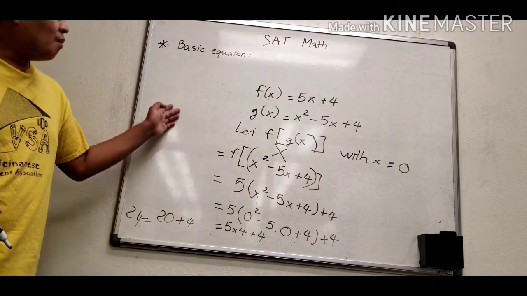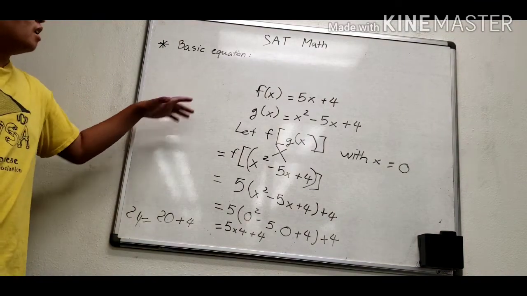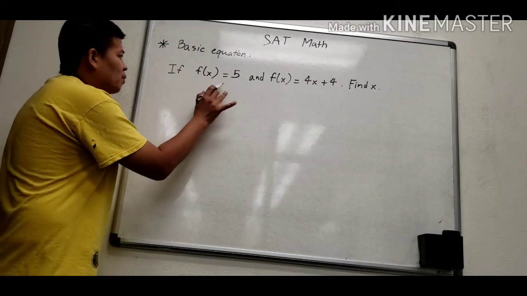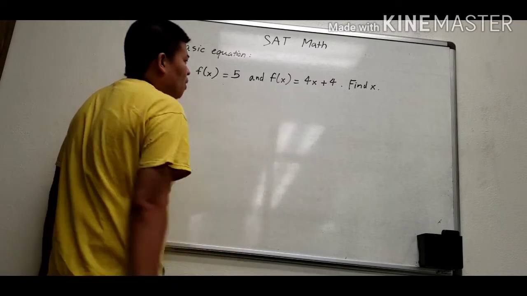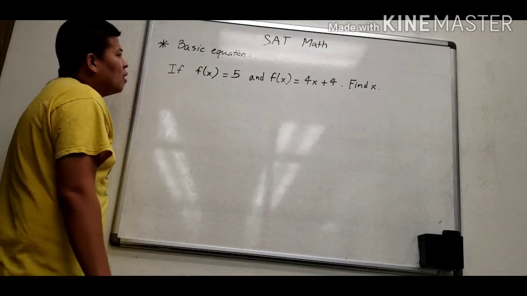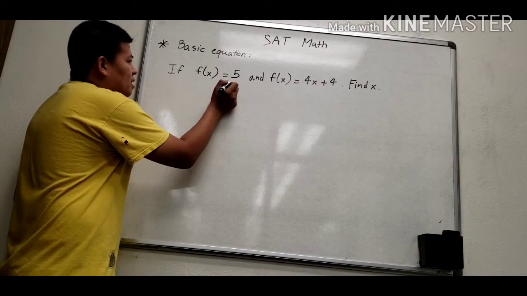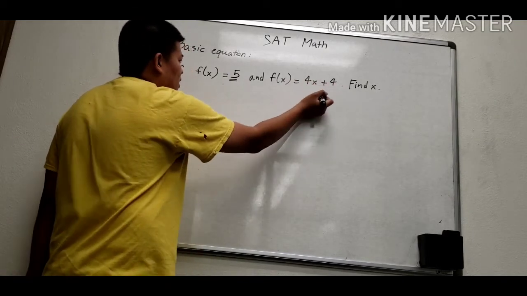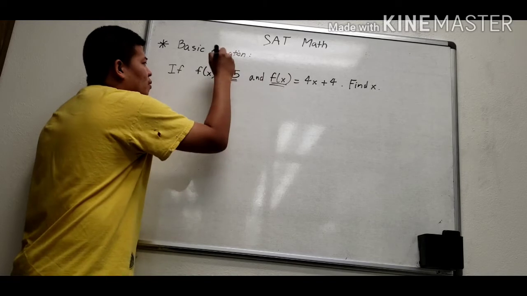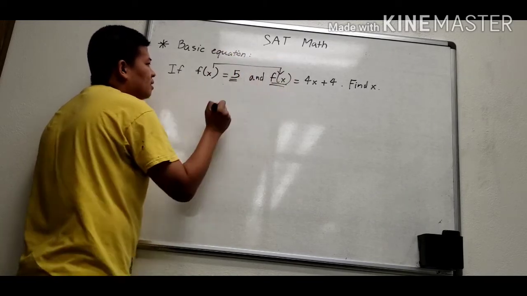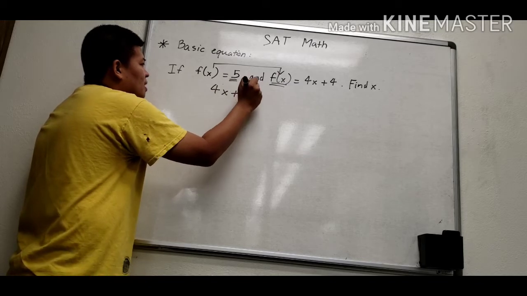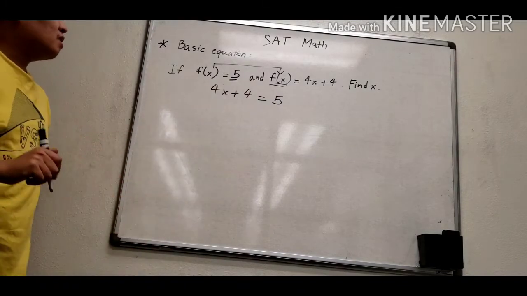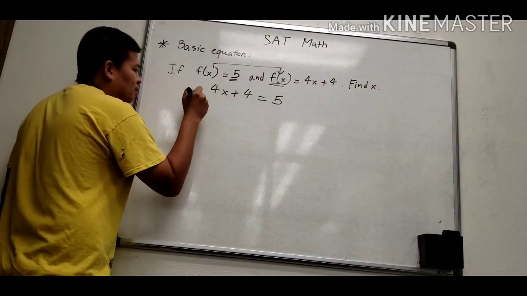20 plus 4 is about 24. So this is the basic in the SAT math, and this is on the real SAT. The next basic of a function, if f is equal 5 and f is equal to 4s plus 4, we know that we have f as the function, and they give you the result, and we have the equation in here. So we will put the result in here, so that you get the basic equation like this.